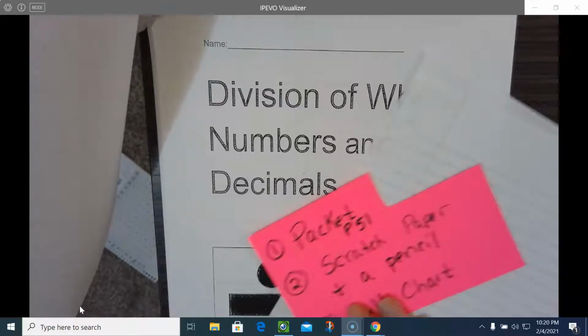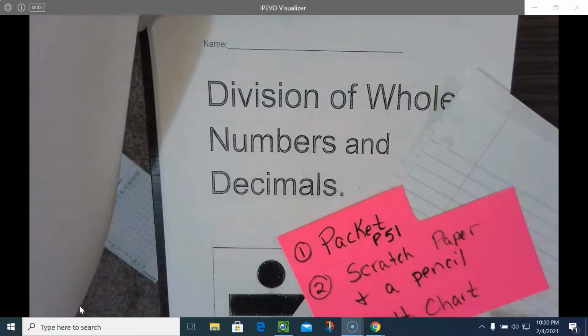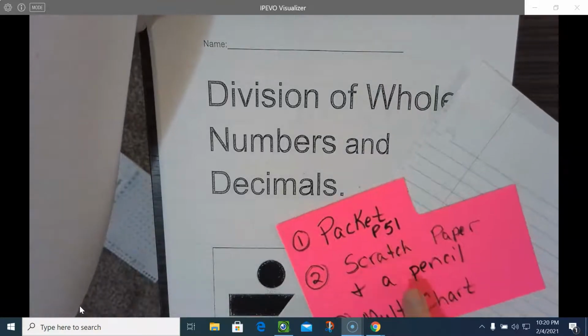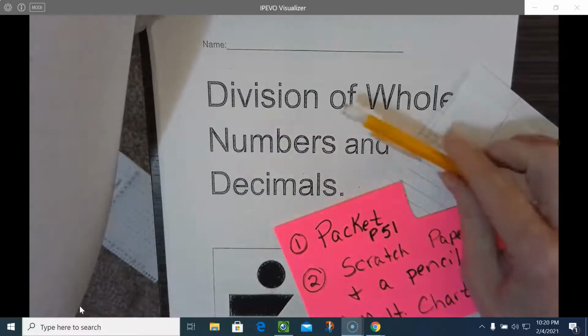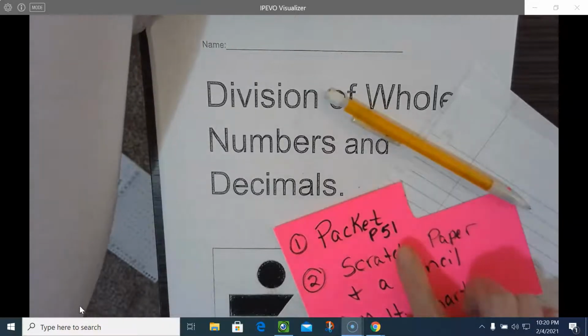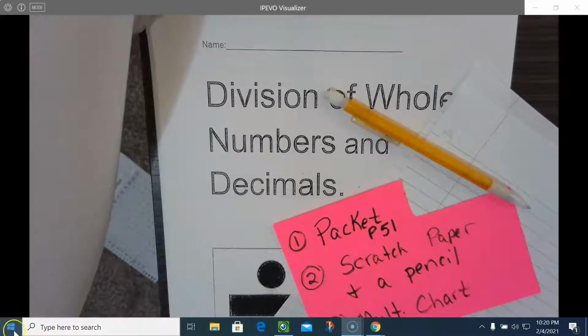I would like you to get a few things from me. You'll need your division packet, open to page 51. You'll need some scratch paper, a few sheets, your multiplication chart, and a pencil. I will meet you on page 51 in just a moment.